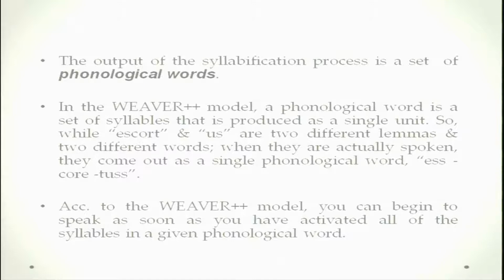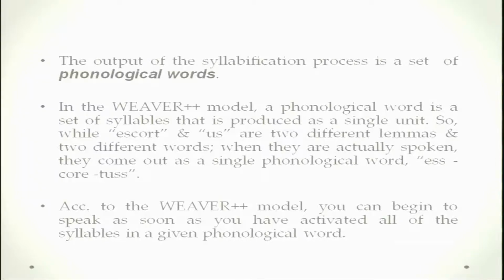In the Weaver++ model, a phonological word is basically referred to as a set of syllables that is produced as a single unit. Remember, escort us is going to be produced in 3 different syllables. So escort and us technically are 2 different lemmas, but when you say he will escort us, it is 2 phonological words. So you have to pay a little bit of attention here: morphemically word structures are different, but the way you speak, the phonological word form will be different from the morphological word form.